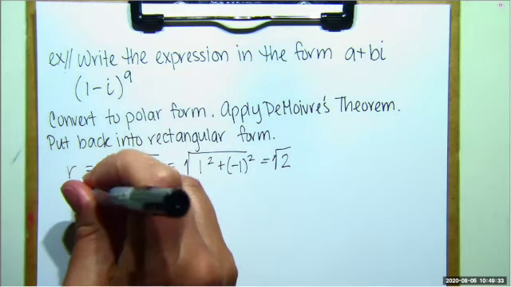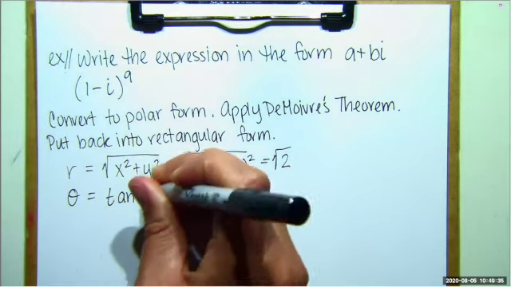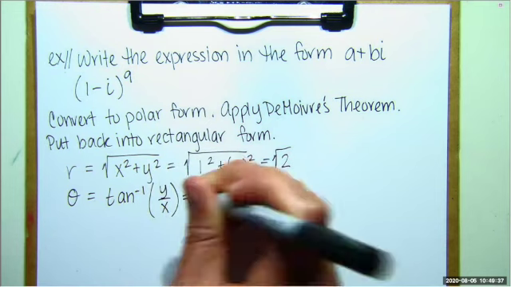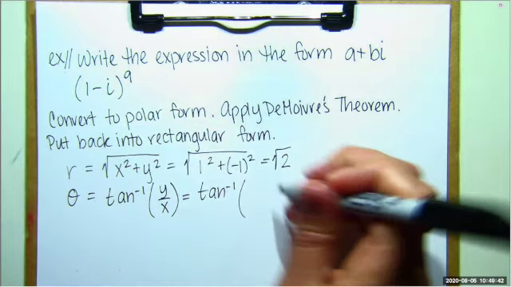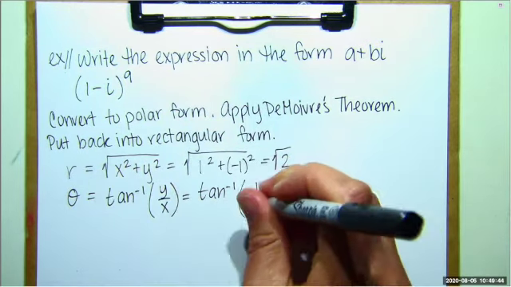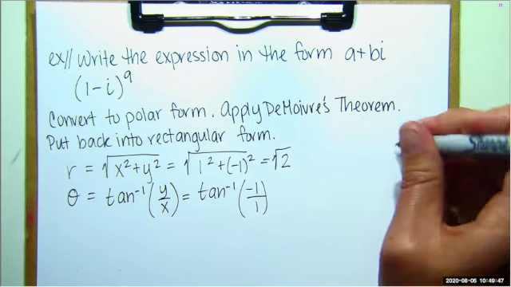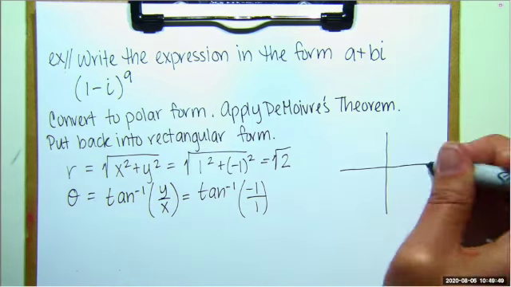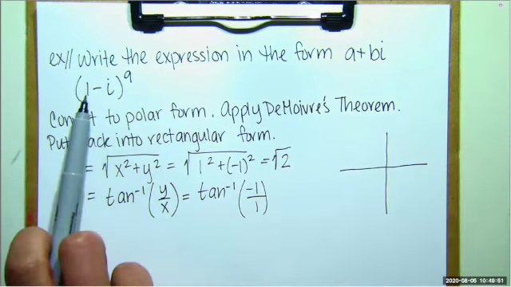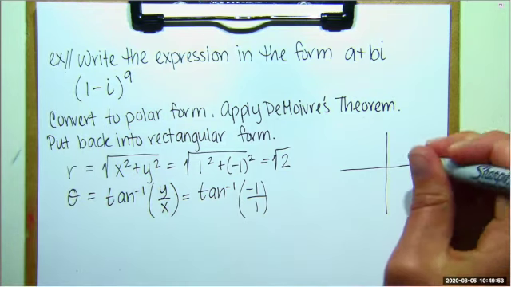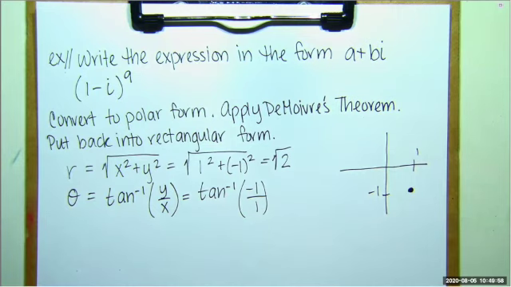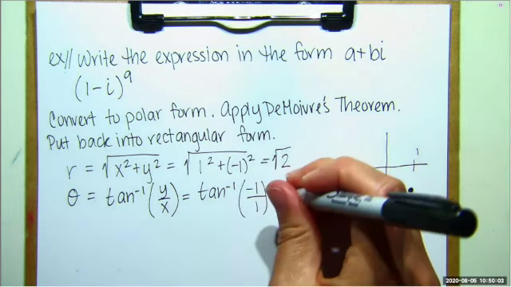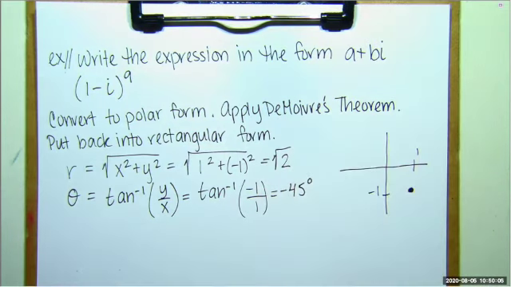Okay, for theta, we know that theta is equal to inverse tangent of y over x. Y here is -1 and x is +1. Let's just check what quadrant this is to make sure we don't need to add 180. So this x is 1, y is -1, so here's 1, -1. So we're in the 4th quadrant, so this will work out. All right, if you punch this into your calculator, inverse tangent of -1, you should get -45 degrees.